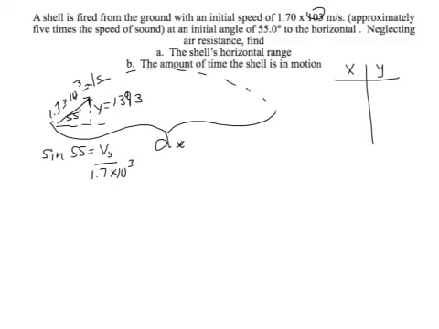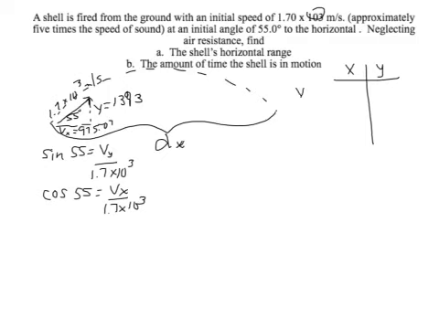The x component can be found with the cosine. So velocity in x is cosine of 55 times 1.7 times 10 to the third, and the velocity in x ends up being 975. Keep at least the number of sig figs that the problem has, or more. This ends up being 975.07, so if you want to keep a couple more, that's fine.